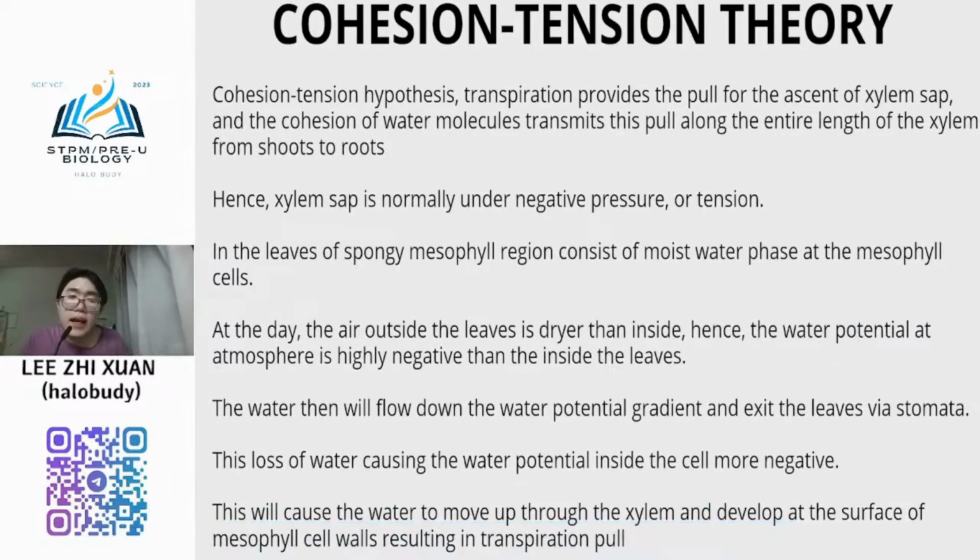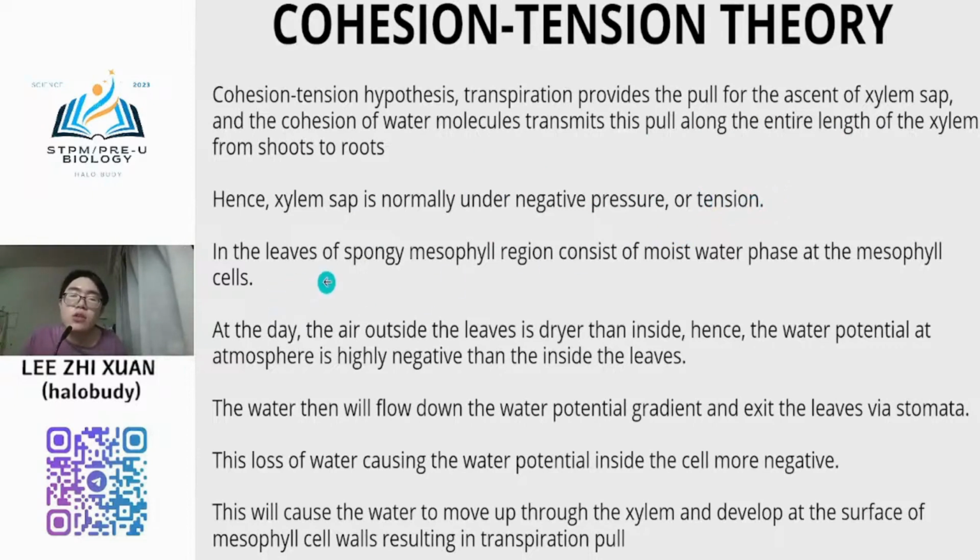Okay, so this is the explanation. Normally, the cohesion-tension hypothesis or cohesion-tension theory is that your transpiration provides the pulling force for the xylem sap. Xylem sap is any solution that has already entered the xylem. Then the cohesion of water molecules transmits the pull along the entire length of the xylem from shoot to root. So xylem sap is normally under negative pressure, or what we call tension.